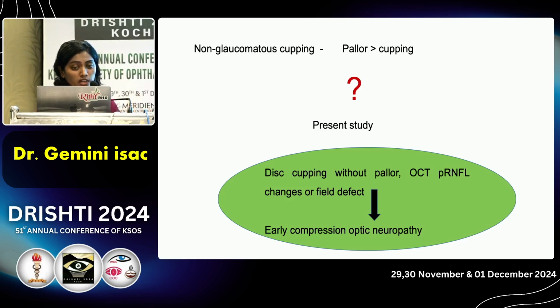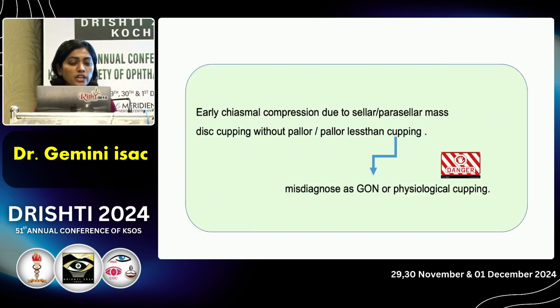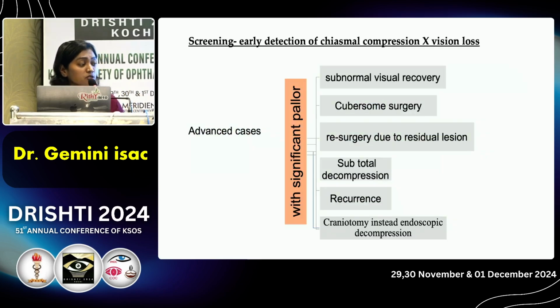You have to evaluate. So, I am going to break that. In the present study, disc cupping without pallor or OCT RNFL changes or field defects could also be early compressive optic neuropathy, so early chiasmal compression due to sellar or parasellar mass, with disc cupping without pallor or pallor less than cupping. What will happen? Such a patient comes to the OPD. There is every chance that a general ophthalmologist may misdiagnose it as glaucomatous optic neuropathy or physiological cupping. My study is to prevent that.